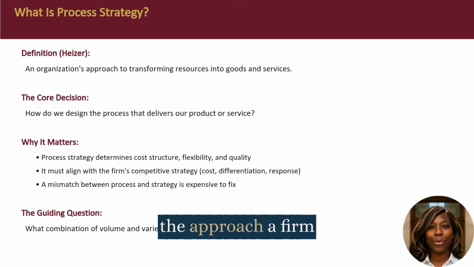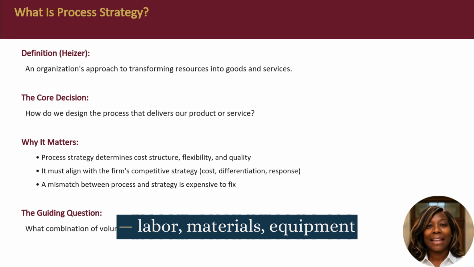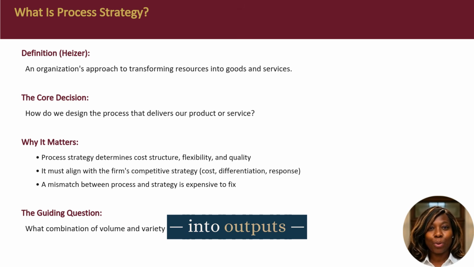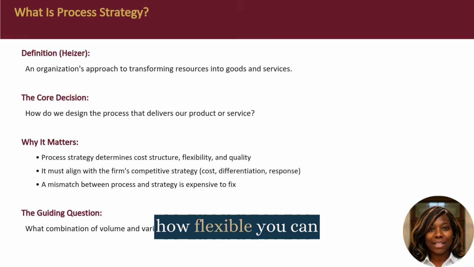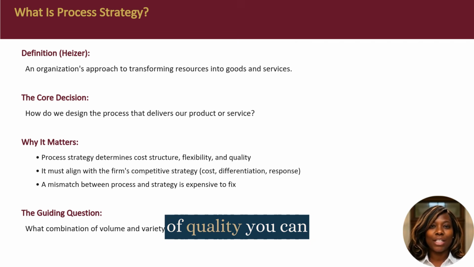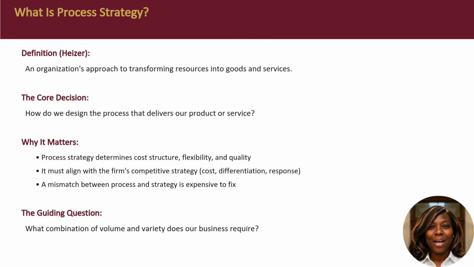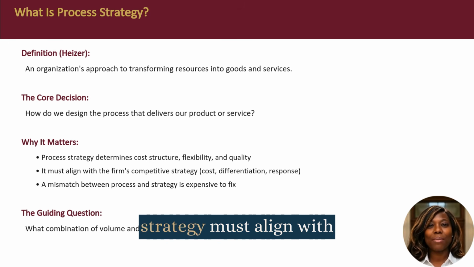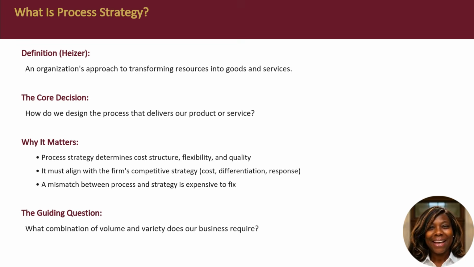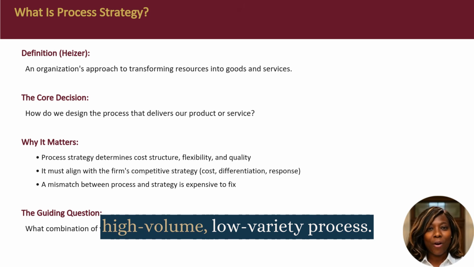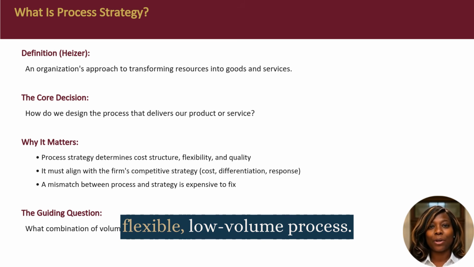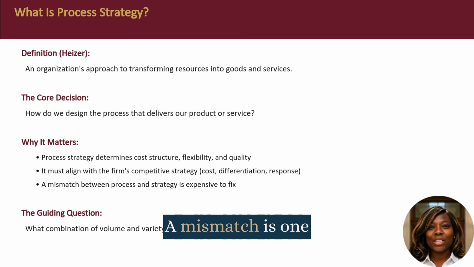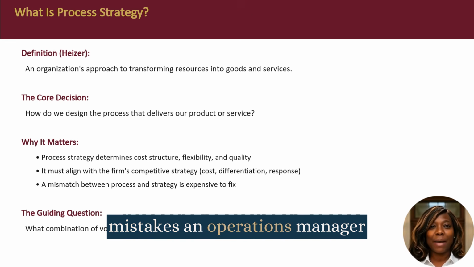Process strategy is simply the approach a firm takes to transform inputs, labor, materials, equipment, into outputs, goods, and services. But the decision is far from simple. The process you choose determines your cost structure, how flexible you can be, and what level of quality you can consistently deliver. Most importantly, your process strategy must align with your competitive strategy. If you compete on cost, you need a high volume, low variety process. If you compete on customization, you need a flexible, low volume process. A mismatch is one of the most expensive mistakes an operations manager can make.